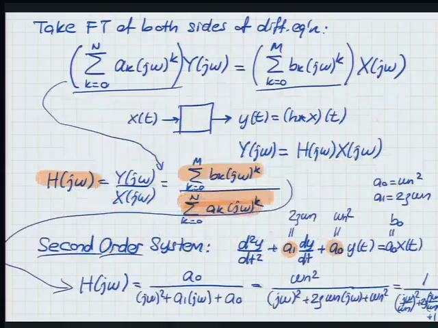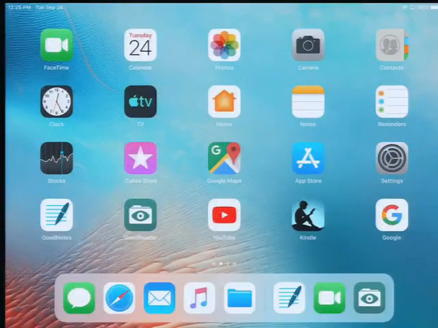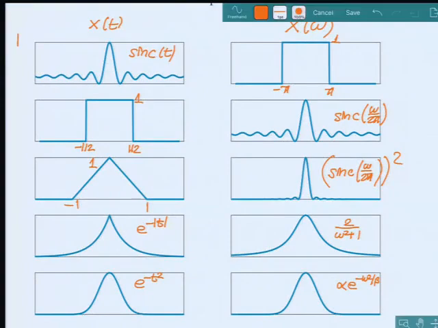Okay? Let's see. Oh, they weren't here. Where are they? They are here. Okay. So I'm going to number them. 1, 2, 3, 4, 5.